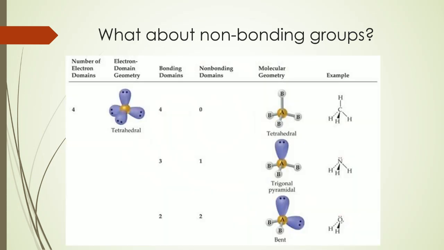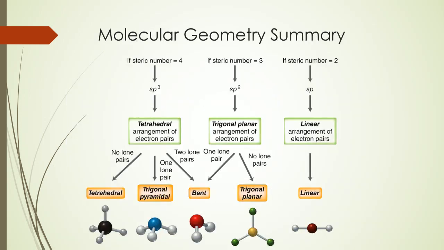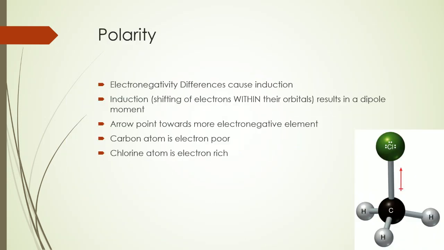Here's another version of the same kind of thing here. So we have an illustration of a tetrahedral. And notice how if we have a non-bonding group on there, it becomes a pyramid, and then with two non-bonding groups, we say it's bent, but electronically, it's still a tetrahedral. All right, this is kind of summarizing the same kind of thing here.